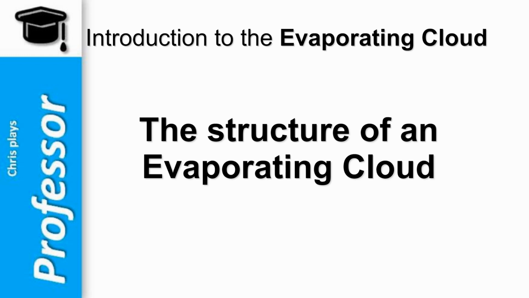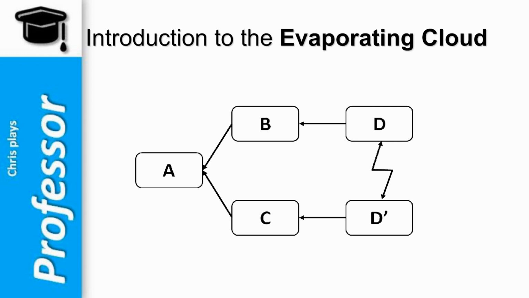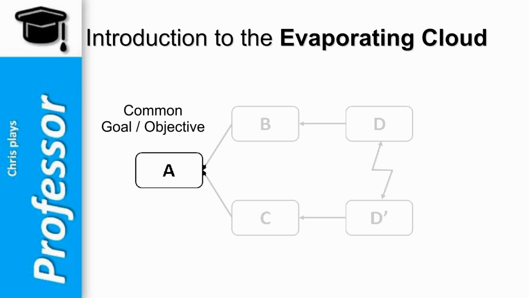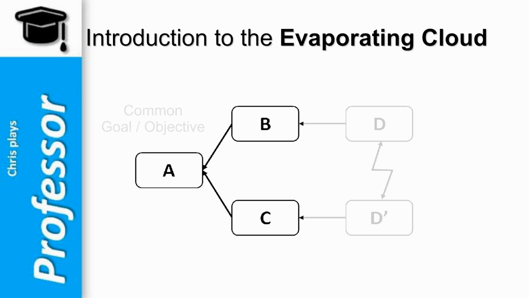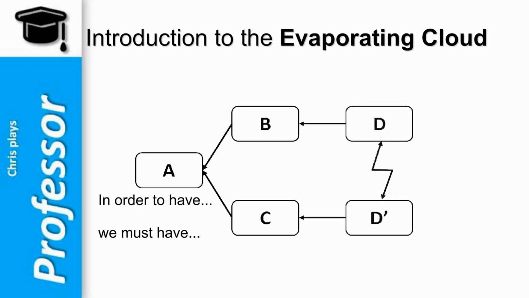Basically, an evaporating cloud consists of 5 entities. These are the round-cornered boxes, conventionally named A, B, C, D, and D prime, and set in such an arrangement. Entity A is the common objective which requires B and C to exist. Remember, the evaporating cloud is built on necessity-based logic. And we read, in order to have A, we must have B and C.